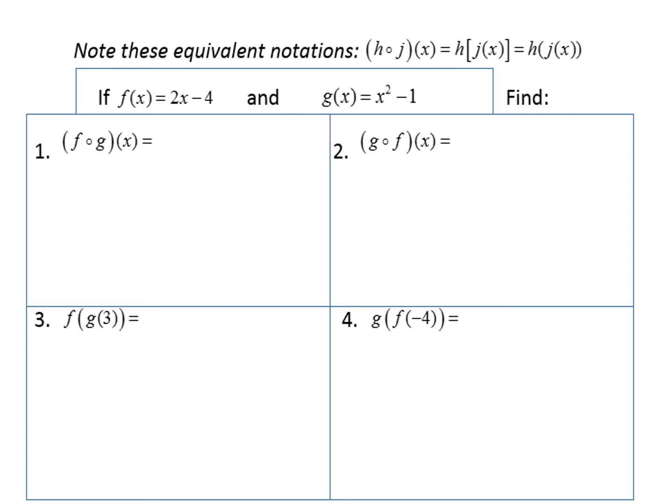So here we go. I want you to pay close attention to the notation at the top. There is a circle here, which means it's a composition function. Something is being put into something else. So just make sure you understand the notation. It can look like h of j of x. It can also be written with brackets and parentheses around x. Or it can look like h of j of x, and they all mean the same thing. So let's go ahead and get started with number 1. Number 1 reads f of g of x.